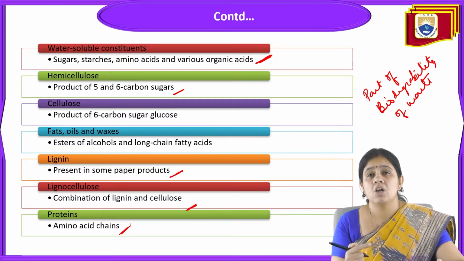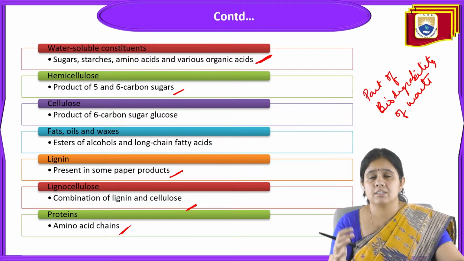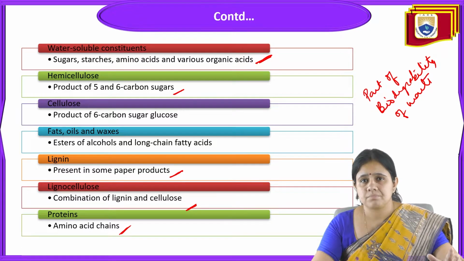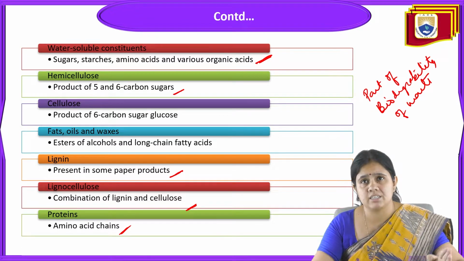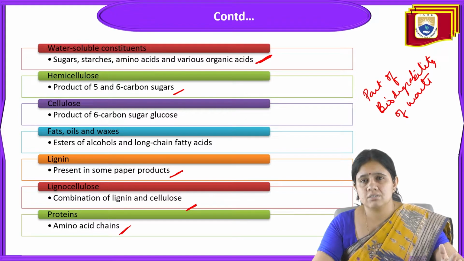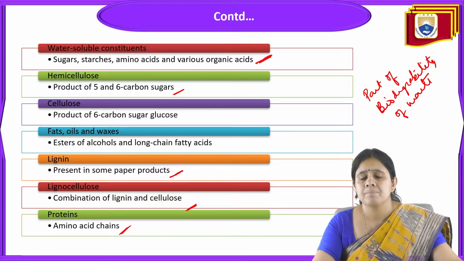So these are the constituents of the biodegradability, or putrescibility, of any waste. For the biodegradability of waste, its fractions can be divided into these parts: water-soluble constituents, hemicellulose, cellulose, fats, oils and waxes, lignins, lignocellulose and protein. All these components contribute toward the biodegradability of a waste and lead toward its degradation. This gives you an idea of what percentage of the waste we can biodegrade. All these are biological characteristics, directly relevant to the biodegradability of the organic fraction of the waste, and how much of this organic fraction is there.